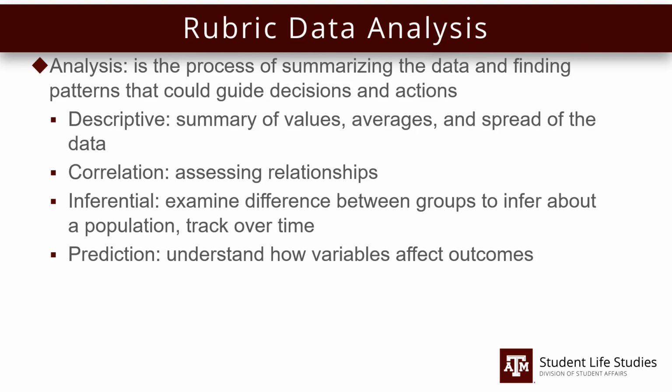The data collected needs to be analyzed. Analysis is the process of summarizing and finding patterns in the data that could guide decisions and actions. There are various types of data analysis. Descriptive analysis provides a summary of values, averages, and spread of the data. Correlation analysis is for understanding relationships between variables. Inferential analysis examines differences between groups to infer about a population or to track changes over time. And prediction analysis is used to understand how a variable or combination of variables affect an outcome or outcomes.